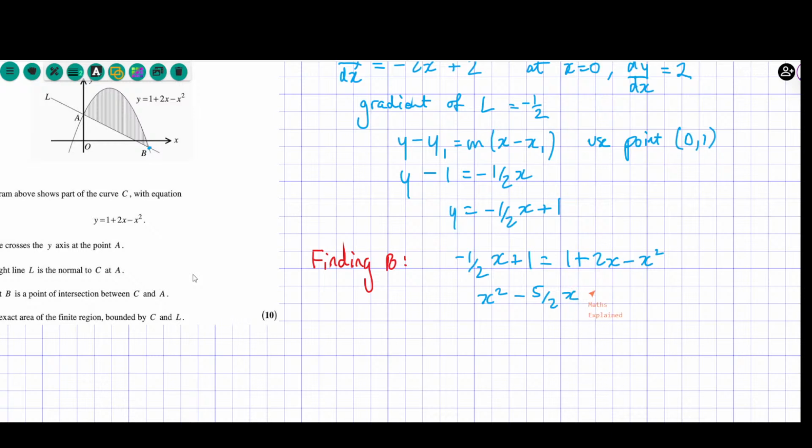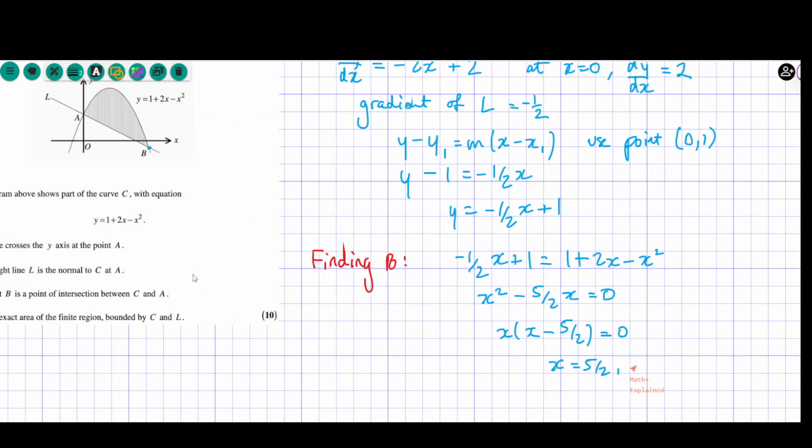Take 5 on 2x equals 0, which makes sense because we have a point at x equals 0, so we wouldn't have a constant there. And then we get x equal to 5 on 2 also. So that point B is at x equals 5 on 2. Then we could also find the y coordinate.